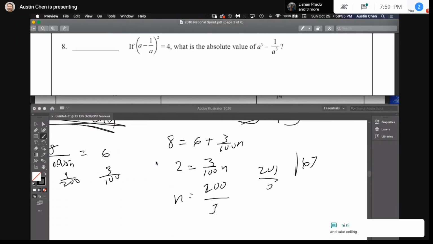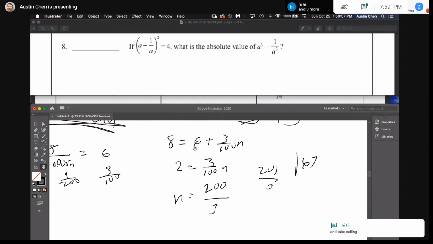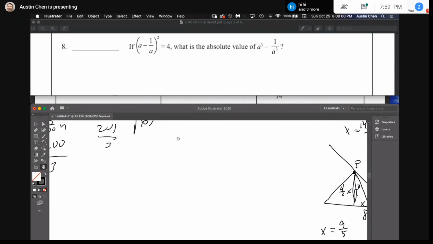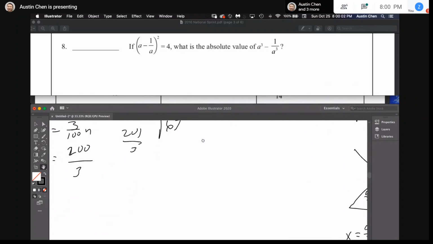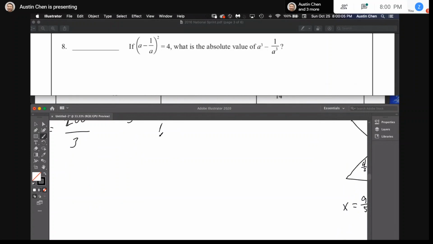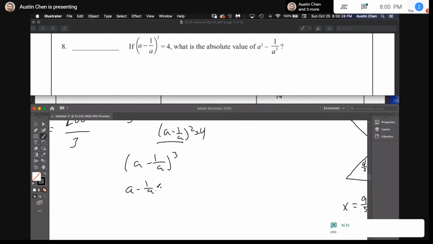All right, if a minus 1 over a squared equals 4, what is the absolute value of a cubed minus 1 over a cubed? All right, so what we want to do is find the value of a minus 1 over a in this problem, because if we cube a minus 1 over a, we can get an expression that is close to this, and then we can work with it. So a minus 1 over a either equals 2 or negative 2.